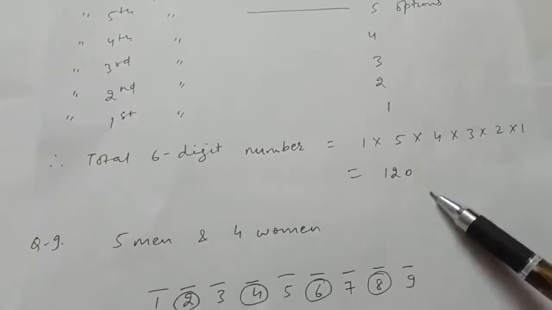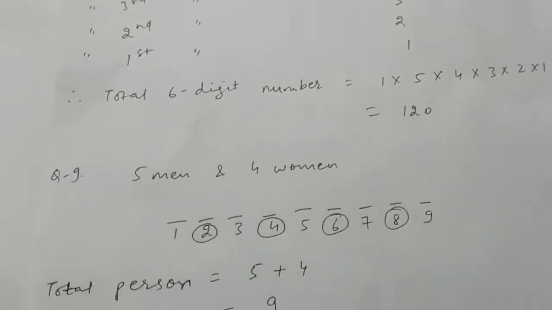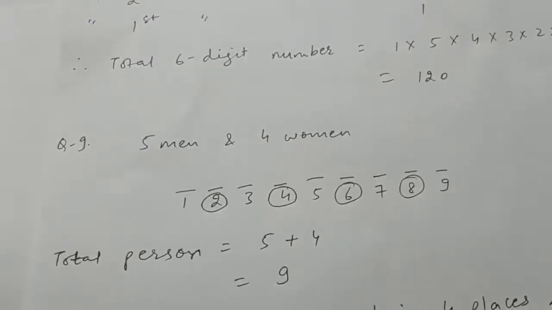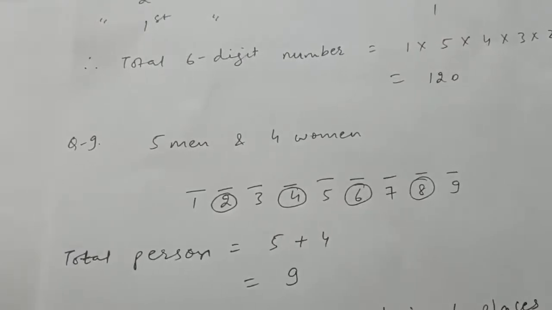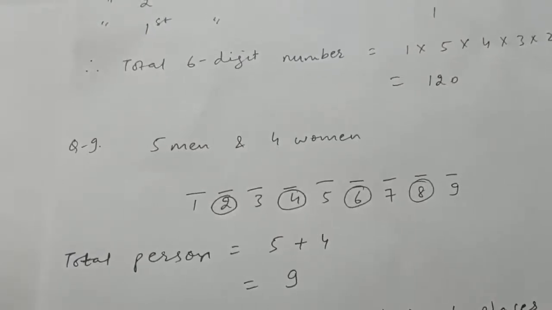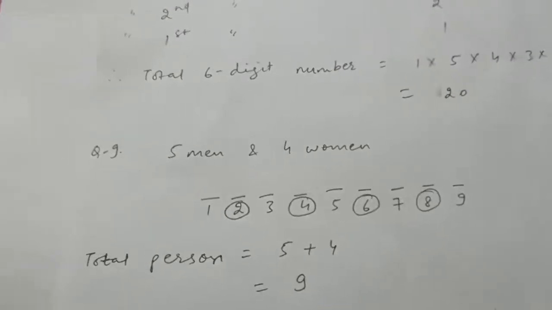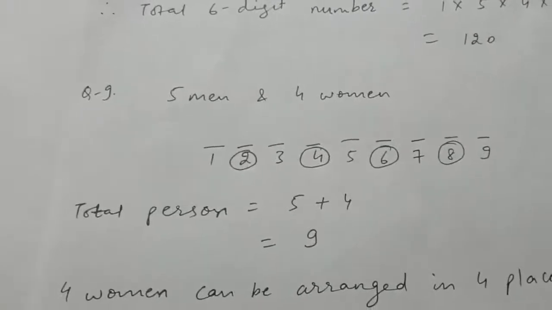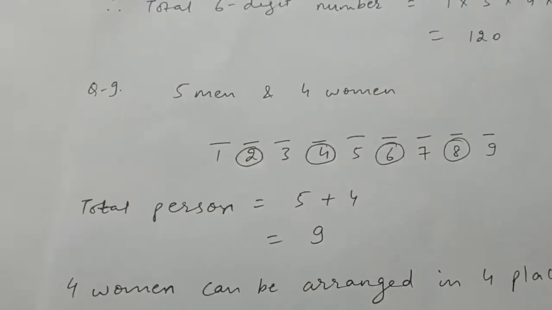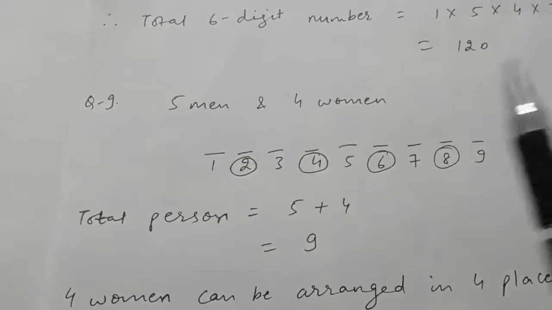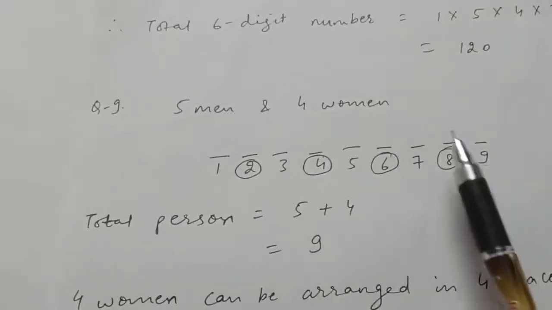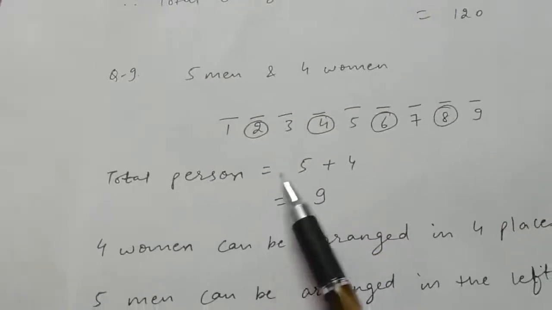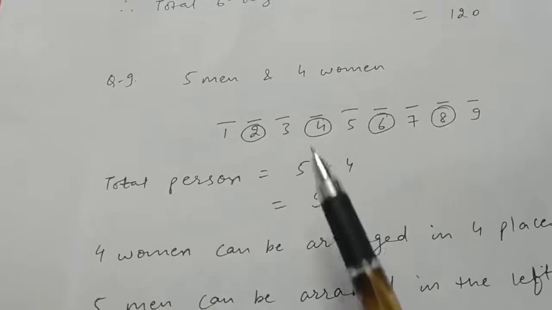Now question number 9 is, it is required to seat 5 men and 4 women in a row so that women occupy the even places. How many such arrangements are possible? Now see, they have said that there are 5 men and 4 women, and you have to make them sit in a row in such a way that women occupy the even places. Now see, first of all, in total we have 5 plus 4, 9, right?